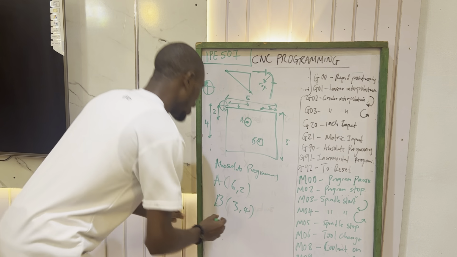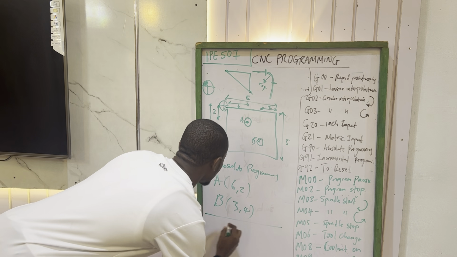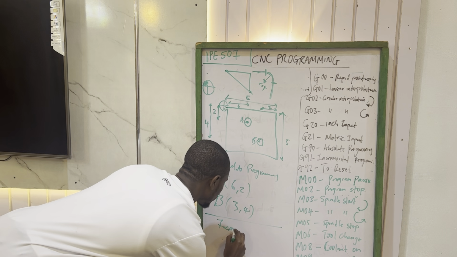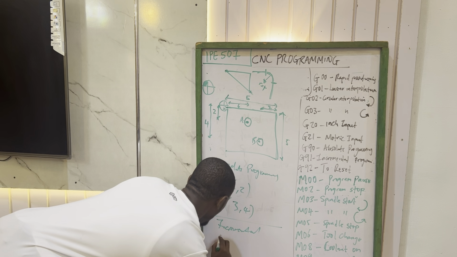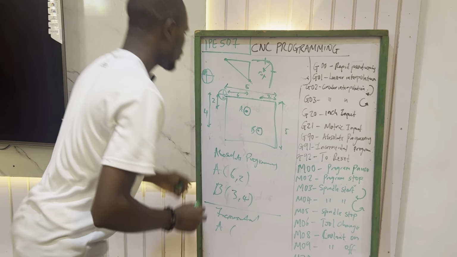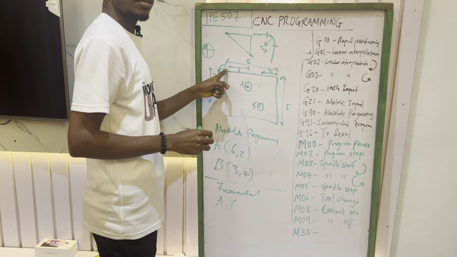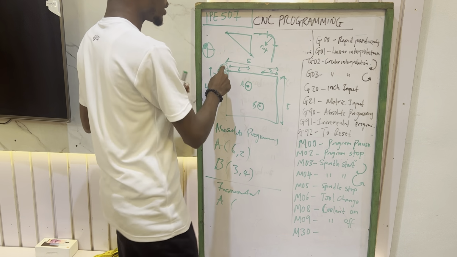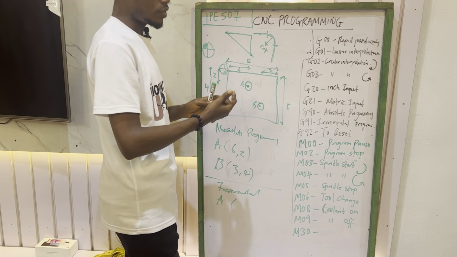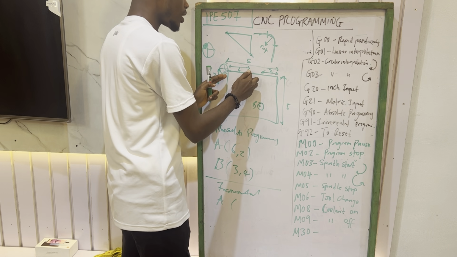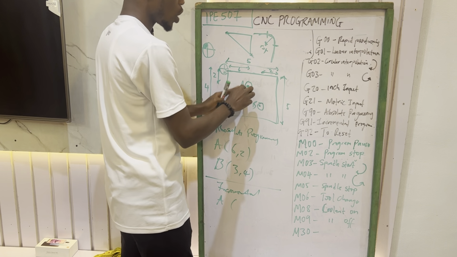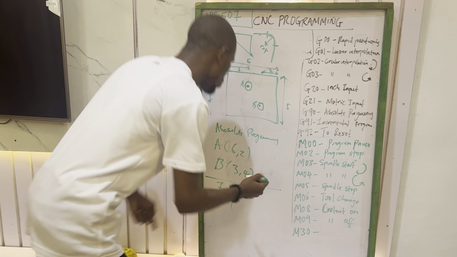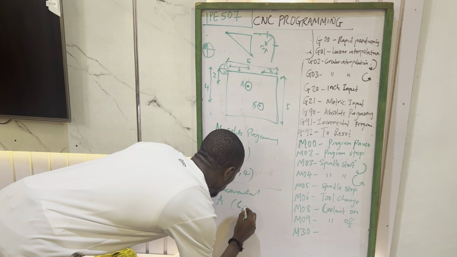So now assuming we are working with incremental programming, our point A, this is our origin, right? So point A will likely be the same. It's still 6 towards this side and 2 towards this side. So we have come from this origin to point A. So point A still remains our 6, 2.